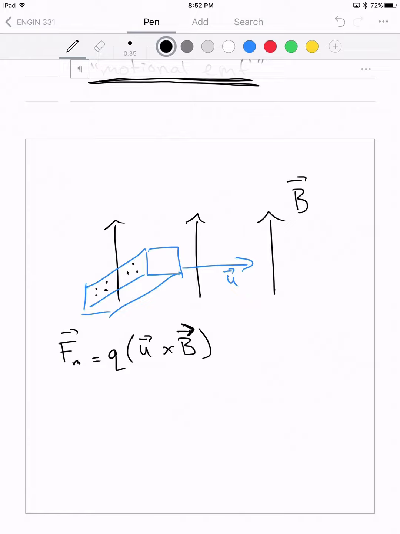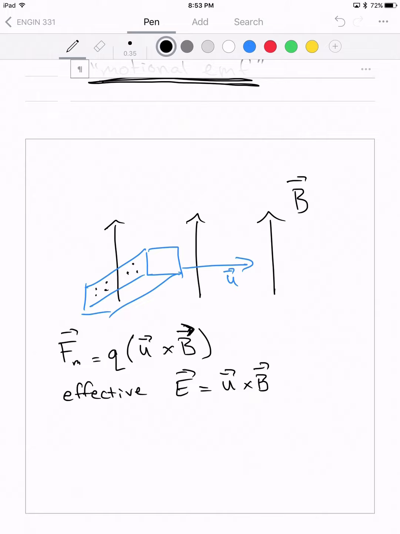Even though in the reference frame of that conducting bar, if you were moving at the same speed as the bar while you were observing this situation, you wouldn't actually observe that the bar is moving, so how can you have a force happen? Here's the trick. If you are in the same reference frame as the bar, you have an effective electric field, which is equal to U cross B.